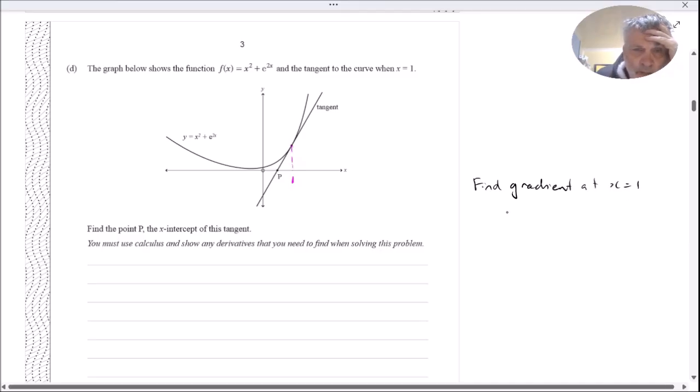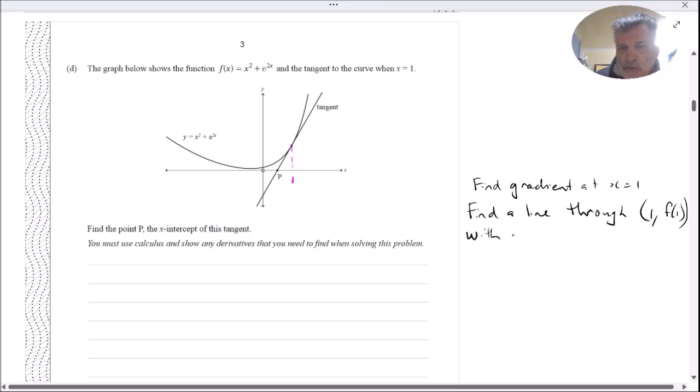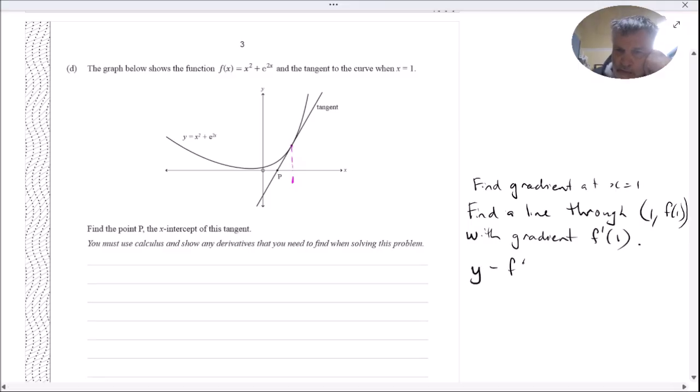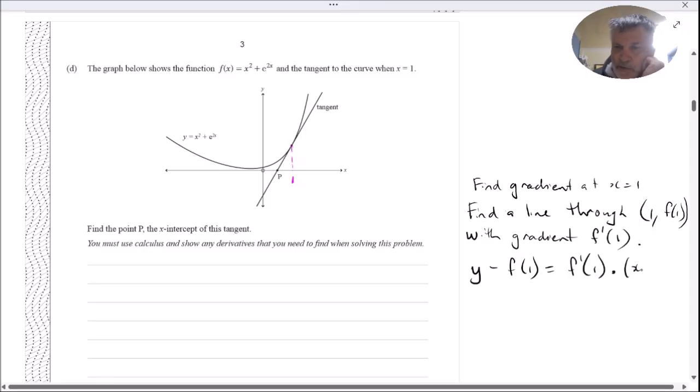At x equals 1. And then we can find a line through the point 1 and then f of 1, which we'll calculate in a minute, with gradient, and the gradient will be the derivative evaluated at 1. That will tell us the gradient at 1, won't it? So we can find a line through that point, and the line's going to have the form y minus f of 1 equals the gradient at 1 times x minus 1.